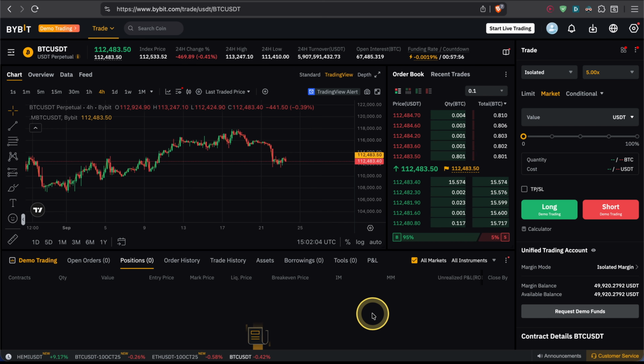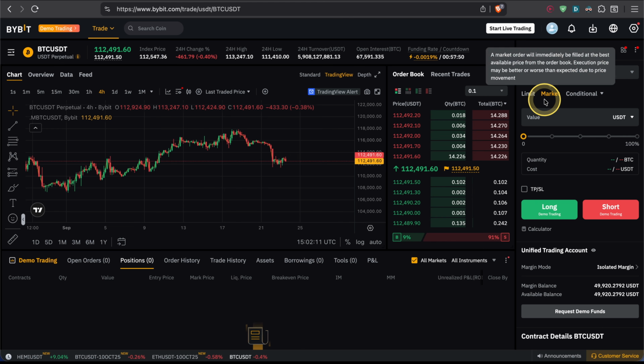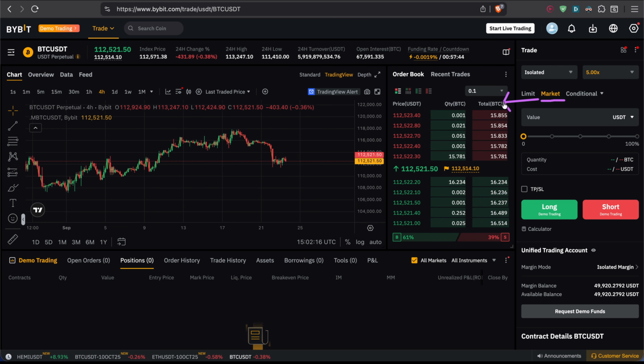To open this trade on Bybit, we simply go here to the right, set the margin mode to isolated and the leverage to 5x. For the order type, we're going to set this to market to execute the order immediately. And then in here, we're going to type in the position size of $1,000. Then you can also directly see that we're using $200 of our own capital as margin.